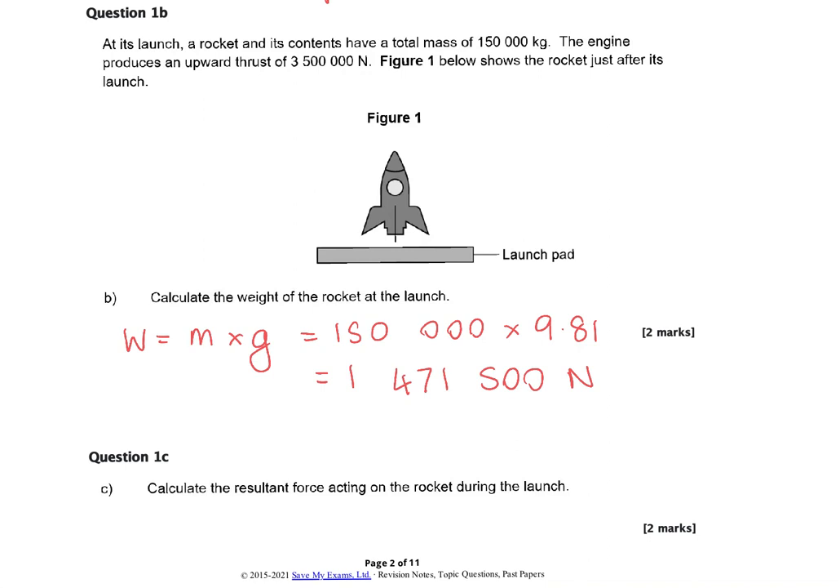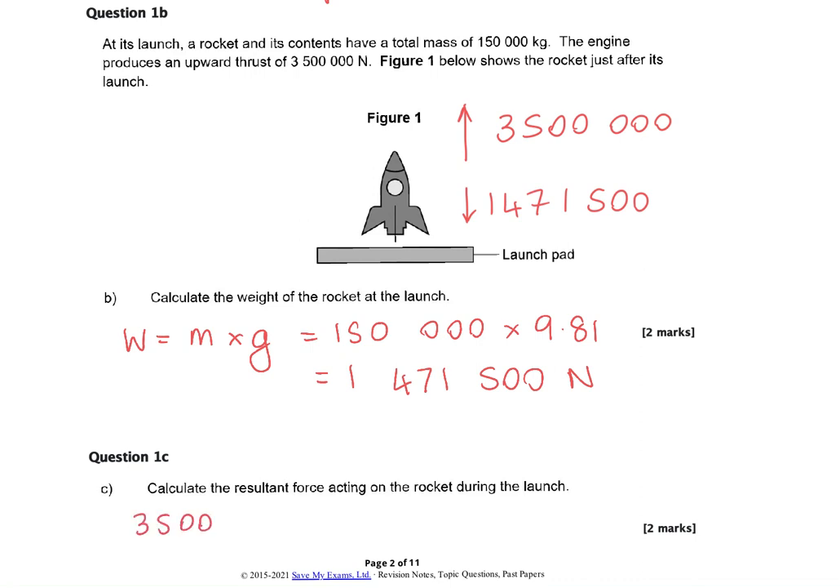1c is going to be to calculate the resultant force on the rocket during the launch. So we know, I'm going to annotate our drawing up here. We've got 3,500,000 going up, and we've just calculated the weight going down as this number here. So to work out our resultant force, that's our overall force, we're going to do the one that goes up, take away the one that goes down.